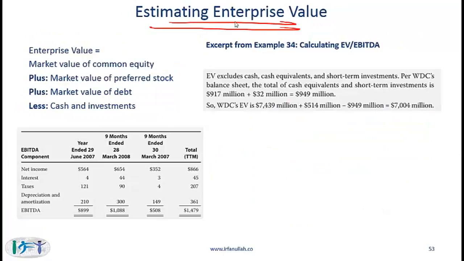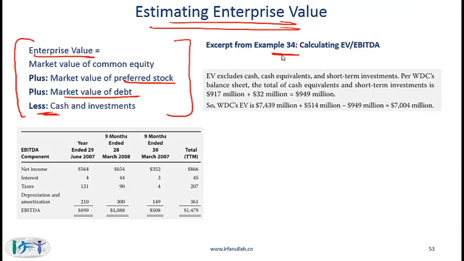So how do we estimate enterprise value? This is a formula that you saw at level 1 and you've seen again earlier in our curriculum. The enterprise value for a firm is the market value of common equity plus the market value of preferred stock plus the market value of debt, less any cash and investment. So marketable securities that are not directly part of the operations of the company need to be subtracted to come up with enterprise value. The curriculum gives a long example, example 34, which describes this calculation.